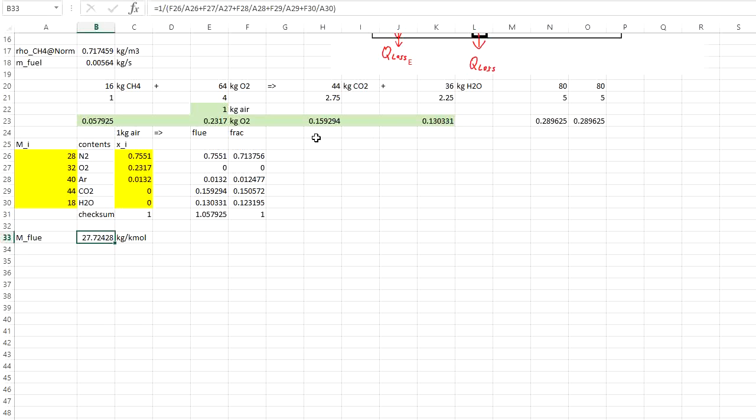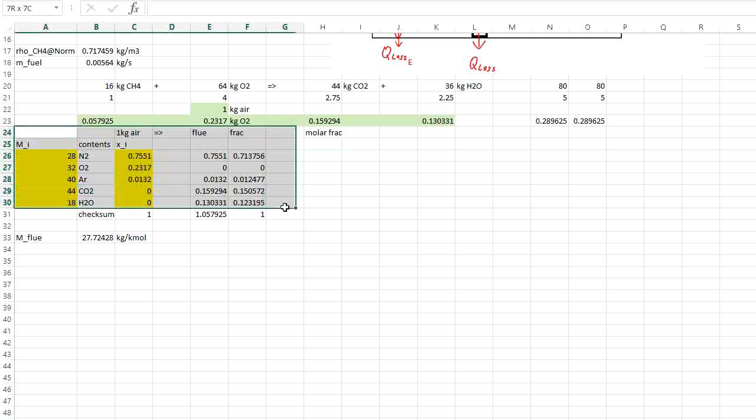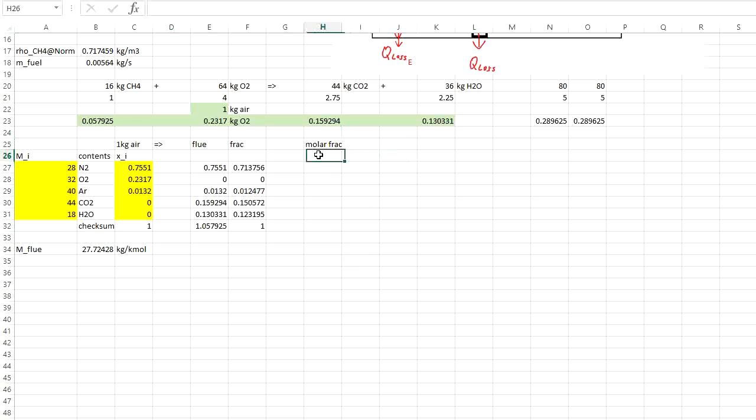And now using this we can get also molar fraction. Maybe let's put this for clarity a little bit down. And we get the molar fraction as the mass fraction multiplied by the molar weight, which we can log, divided by the molar mass of the component. So we get the molar fractions. Again, let's check that as the sum we get to 1.